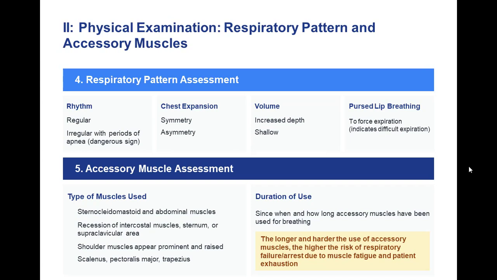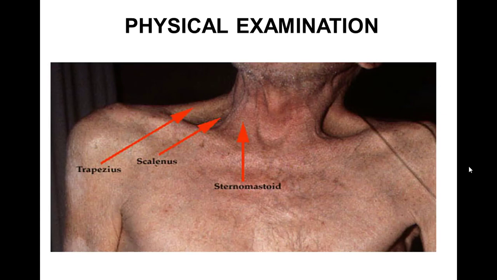The crucial clinical significance here is that the longer and harder the use of accessory muscles, the higher the risk of respiratory failure or arrest. This is because these muscles are not designed for sustained work and will quickly lead to muscle fatigue and patient exhaustion, reflecting the severity of respiratory distress. Observing the use of accessory muscles during physical examination provides insight into the patient's respiratory effort and potential distress, guiding further assessment and care.